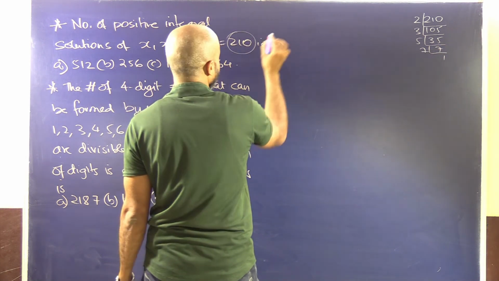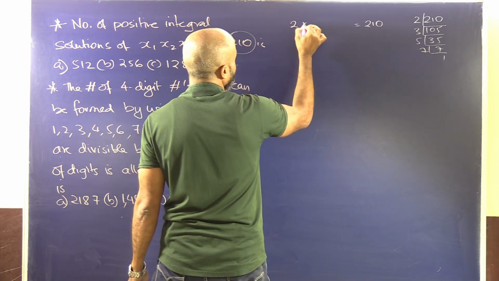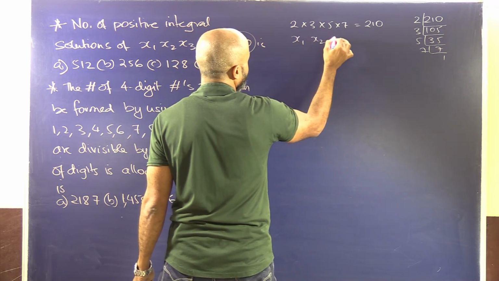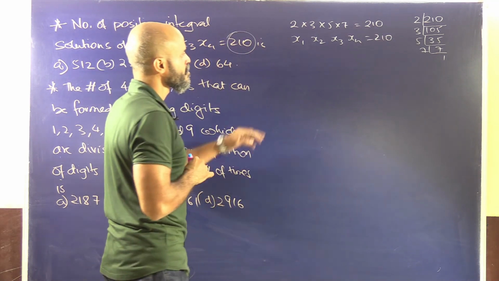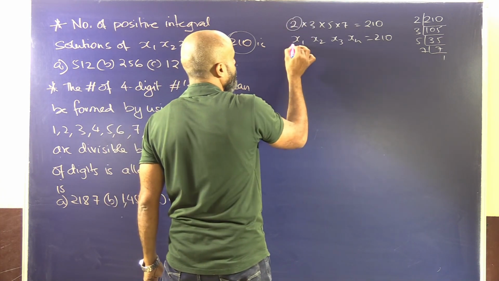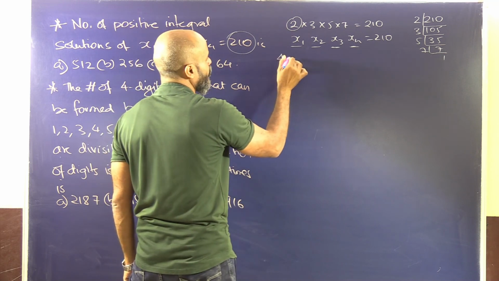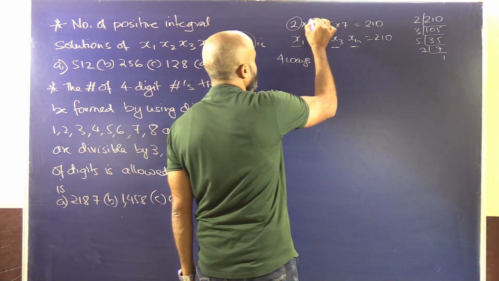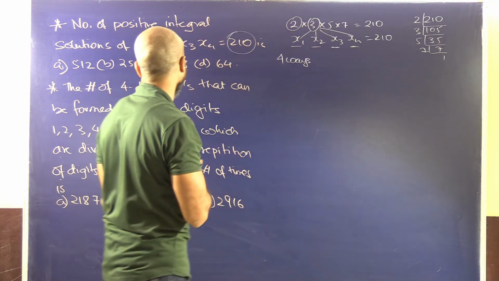So basically 210 can be written as 2 into 3 into 5 into 7, and x1, x2, x3, x4 is equal to 210, as given. So how many solutions can we have? This 2 can be placed in any of these places, in 4 ways. Similarly, this 3 can be placed in any of these 4 places in 4 ways. 5 can be placed, and similarly 7 can be placed.